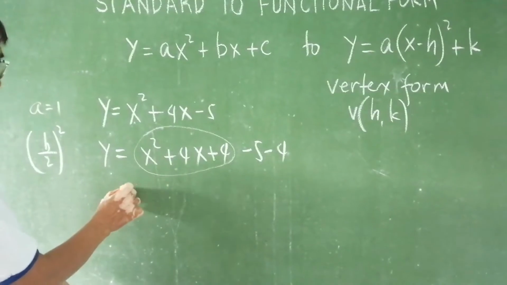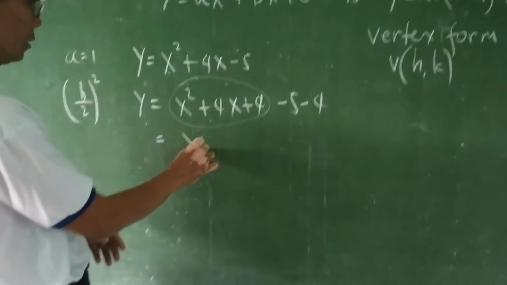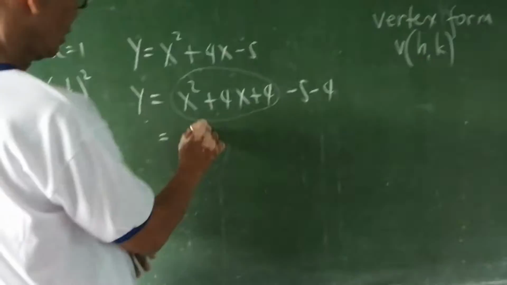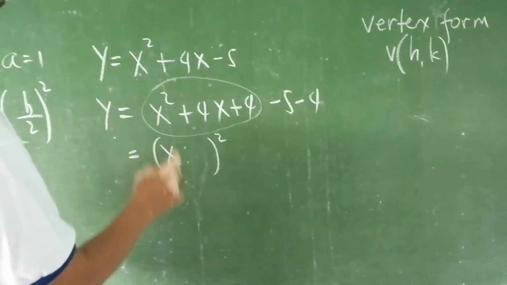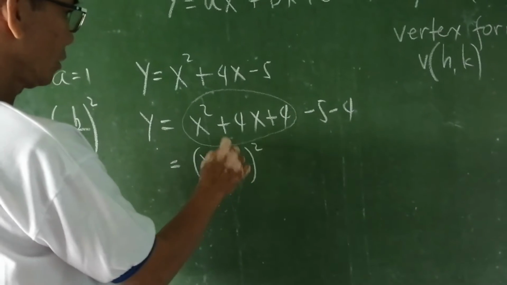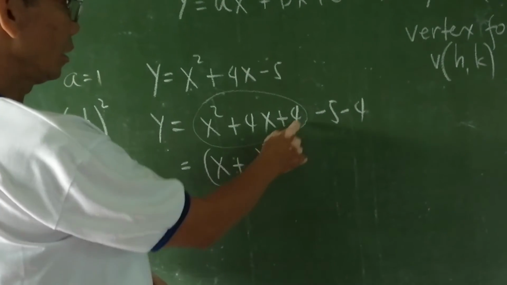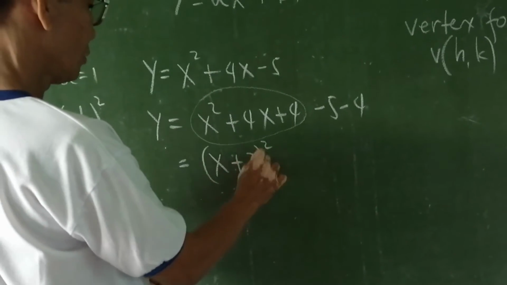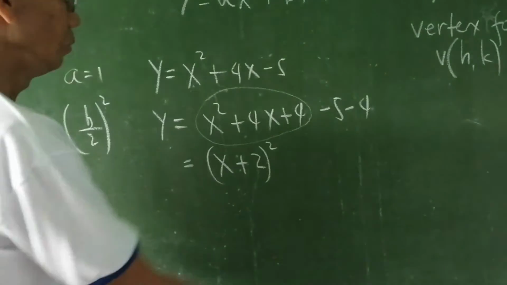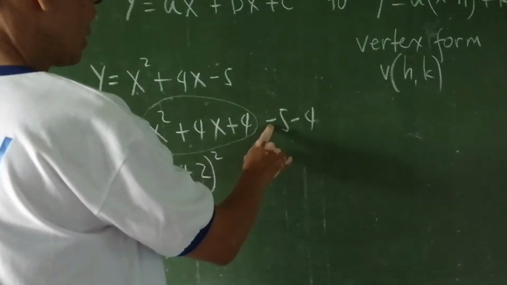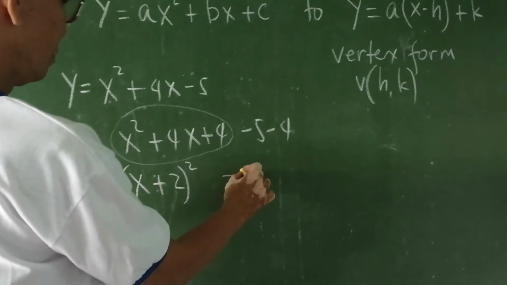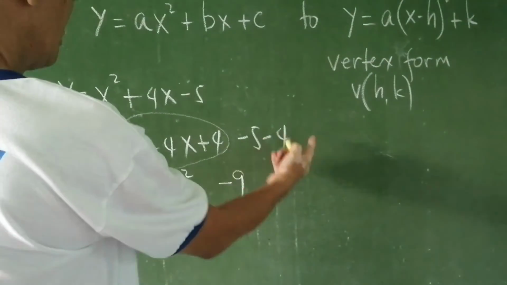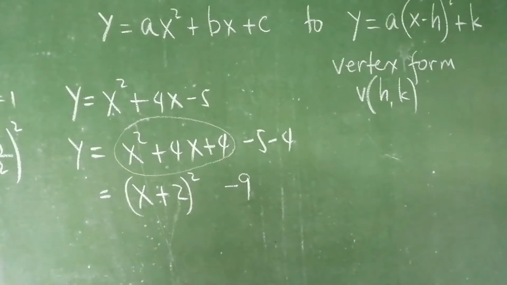What you are going to do with that is to write that in factored form. Okay, so square root of x squared is x, and square root of 4 is 2. So that is the factored form. And simplify this: negative 5 and negative 4 is negative 9. You just add because they have the same sign.